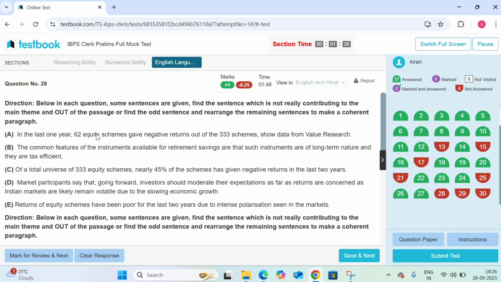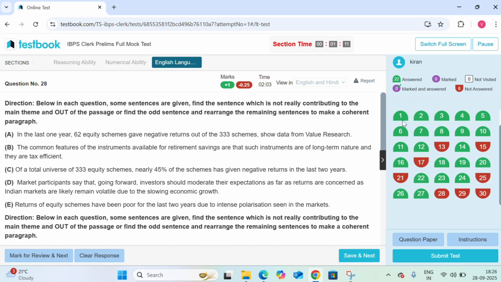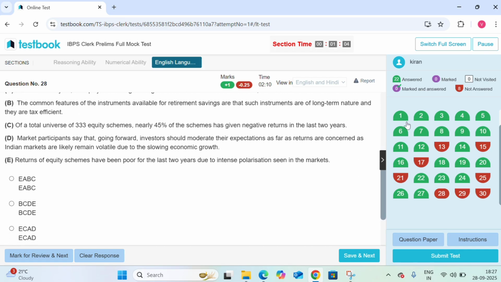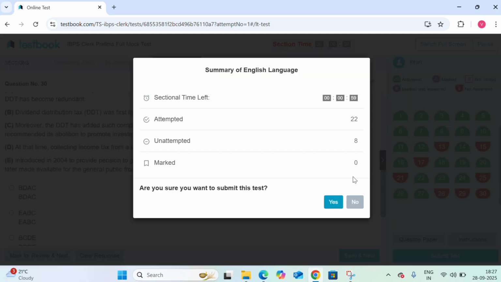In the last one year, 62 equity schemes, we are talking about. So the first one is correct. The second, A C, is correct. A C E is correct. And market participation says that going forward investors should D. Go to the next segment.